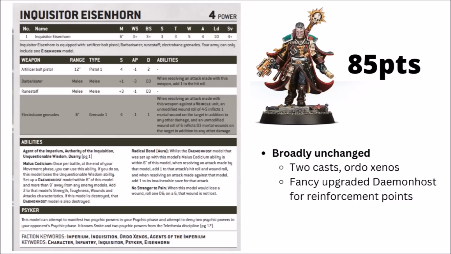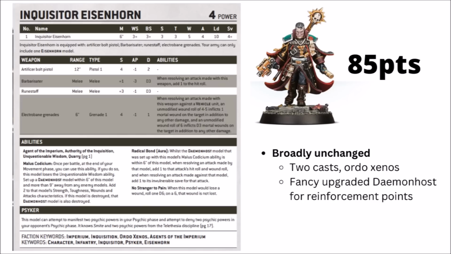Lastly, we've got Inquisitor Eisenhorn of the Ordo Xenos. He's 85 points, and over the standard Inquisitor you get an extra psychic cast, plus some boosted war gear, a bit more defense with his Feel No Pain type save, and perhaps the most interesting thing for him is his fancy demon host, which you do have to pay reinforcement points for at 25.